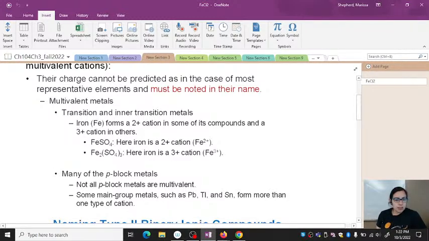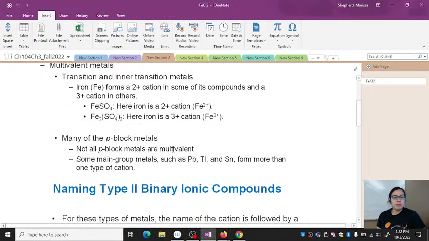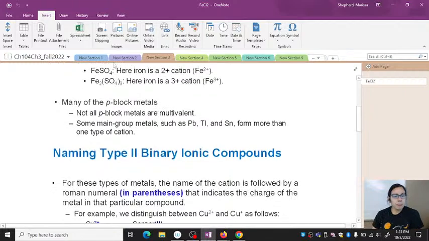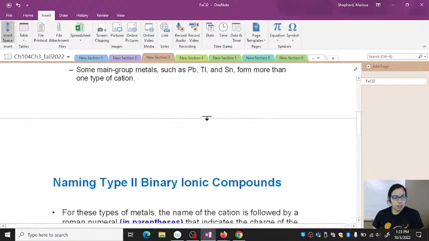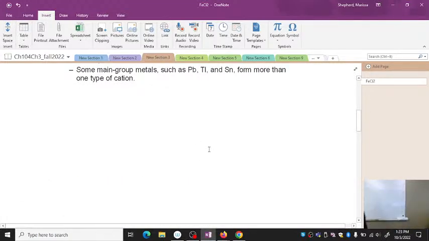And so let's look at this example. Iron forms a 2+ cation in some of its compounds and a 3+ cation in others. And again, this is just most common. And so now you have this problem of FeSO4 and Fe2(SO4)3. So now how do you know? Let's break it down, and let me go ahead and hand you this polyatomic sheet, since they use the polyatomic example.